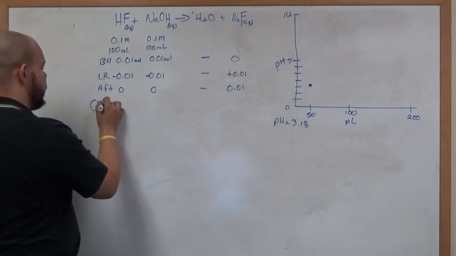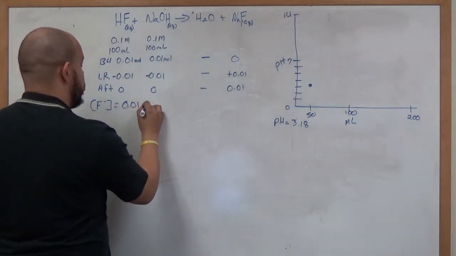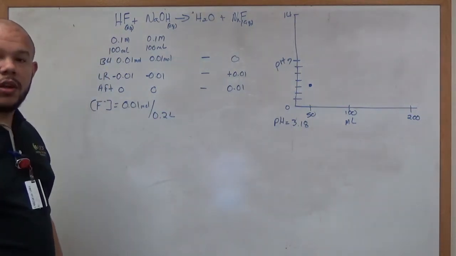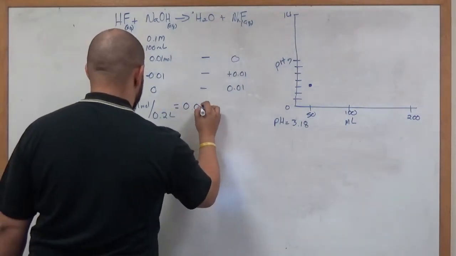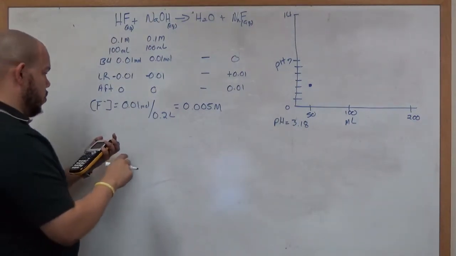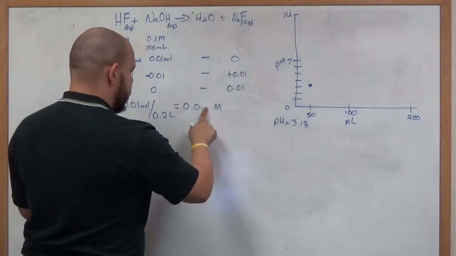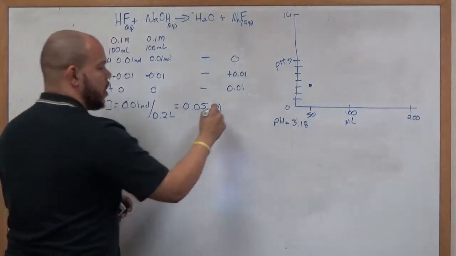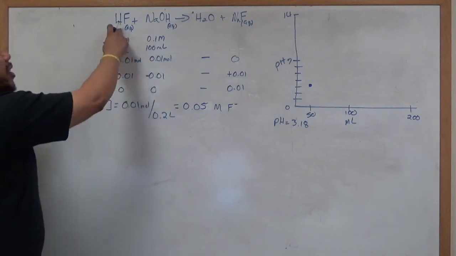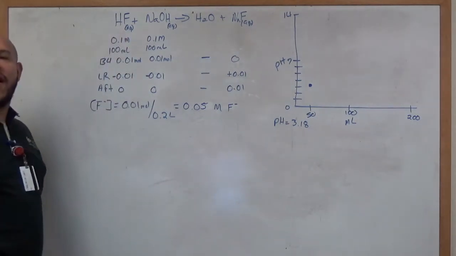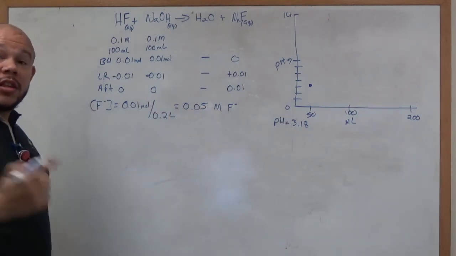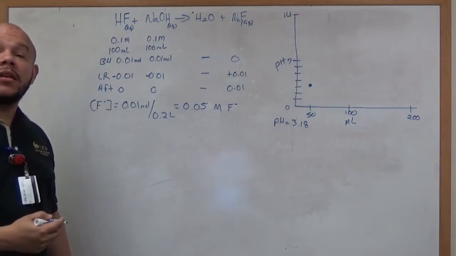We now have the concentration of F minus is equal to 0.01 moles all over 0.2 liters. Okay, 0.2 liters. So now this is going to be equal to 0.05 molar. Excuse me, 0.05, sorry. So now we know the concentration of F minus. Because we are now at equivalence and we have neutralized all of our acid, right? We have neutralized all of our analyte. We are now left with the byproduct, which is the conjugate base, which does have a basic interaction with water.